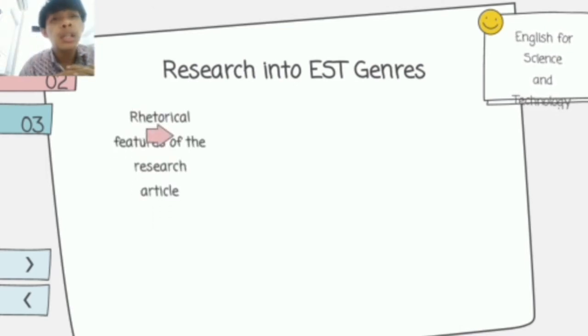So, RA, rhetorical features of the research article. Investigation of high-stakes genres such as RA have been valuable to ESP teachers of graduate students and professionals who must read and write RAs. This investigation has also been valuable in revealing register features and providing insight into the value system of particular science and technology disciplines and their discourse communities.